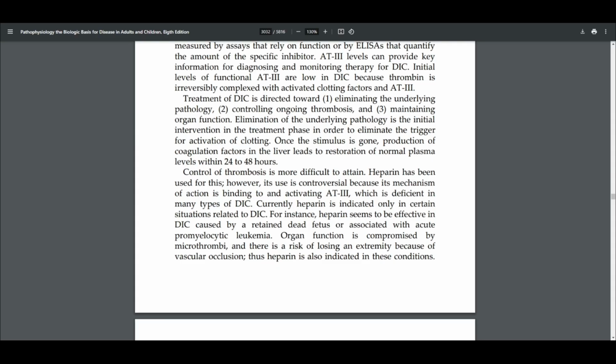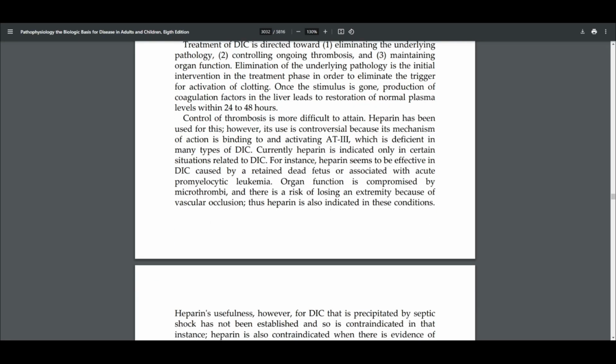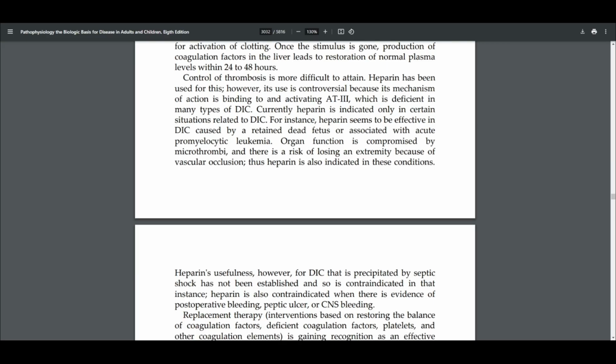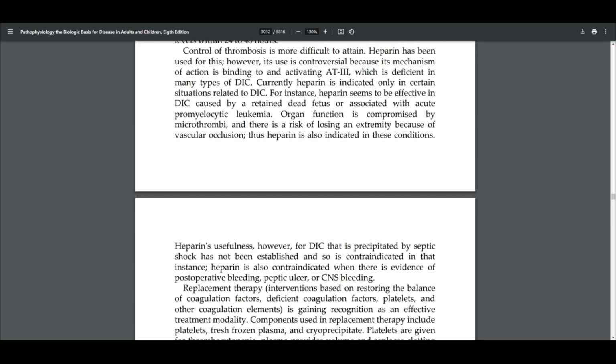Heparin has been used for this. However, its use is controversial because the mechanism of action is binding to and activating AT3, which is deficient in many types of DIC. Currently, heparin is indicated only in certain situations related to DIC. For instance, heparin seems to be effective in DIC caused by the retained dead fetus or associated with acute promyelocytic leukemia. Organ function is compromised by microthrombi, and there is a risk of losing an extremity because of vascular occlusion. Thus, heparin has also been indicated in these conditions.